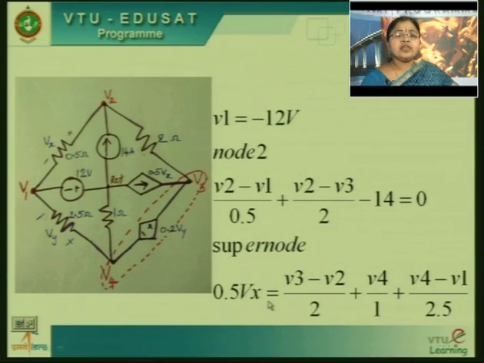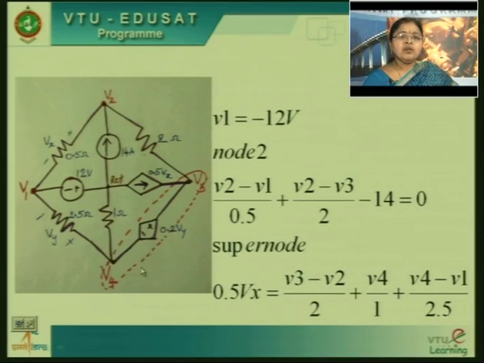Okay, this is super node equation. Now, we have written for the node 1 we do not need to write equation. So, we have directly written minus 12. For node 2 we have written the equation. So, it is in terms of V1, V2 and V3, and node 3 and node 4 together it forms a super node. We have written the equation for this also, that is in terms of V2, V3, V1, V4 and Vx. All these are the terms in the supernode equation.